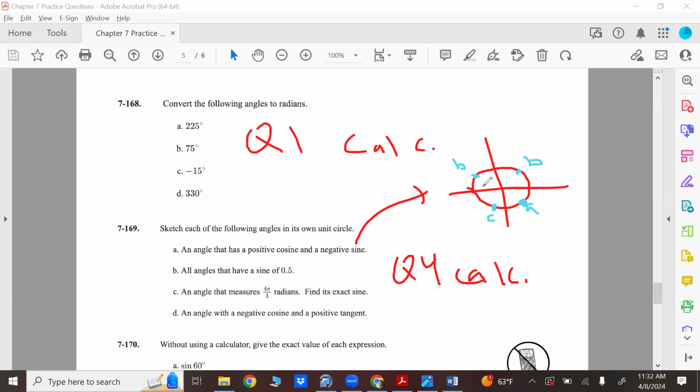An angle with a negative cosine, so x is negative, but the tangent is positive, so it's going to be in the 3rd quadrant. So probably somewhere here. And by the way, the exact sine value of this, I think, is negative root 3 over 2. You can use the unit circle for that, or just plug in your calculator. So actually I answered that question. We already took care of doing that.